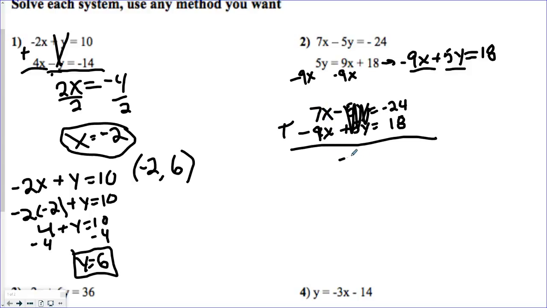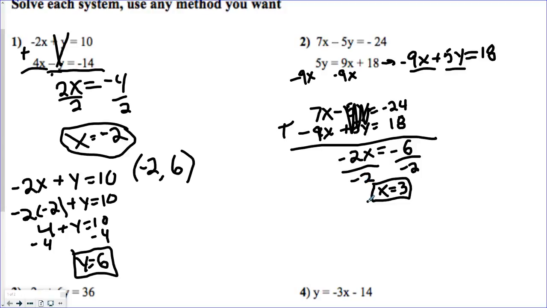7 plus negative 9x is negative 2x. Negative 24 plus 18, again, remember your sign rules, it's going to be negative 6. And then again, I can solve for this now. Divide by negative 2, divide by negative 2, and I get x is positive 3. Now, again, that's not the end of my answer, though, because I need a point.